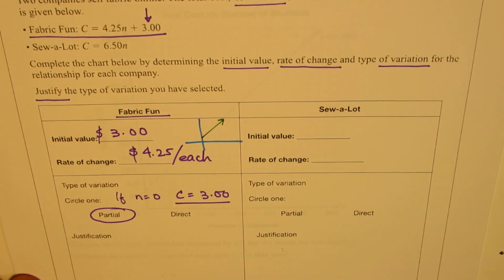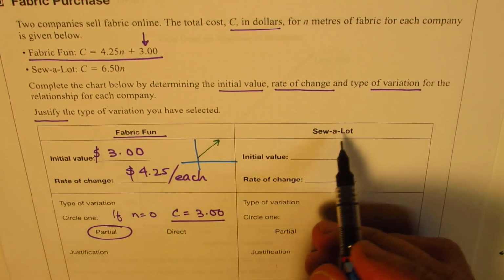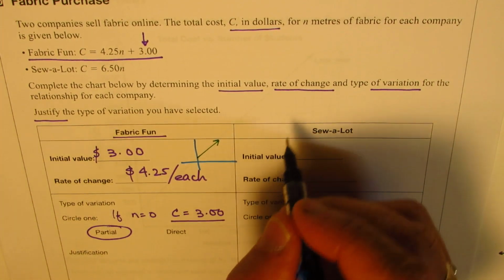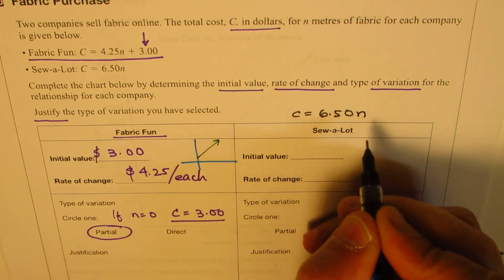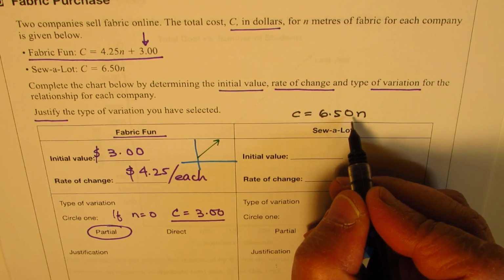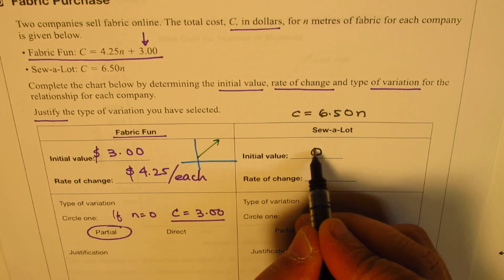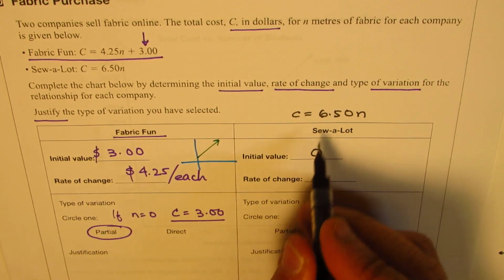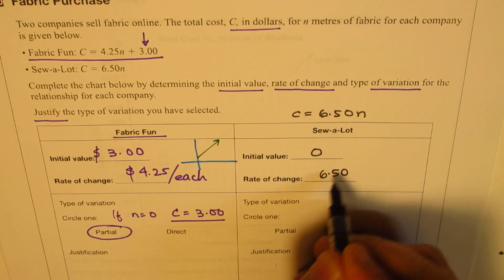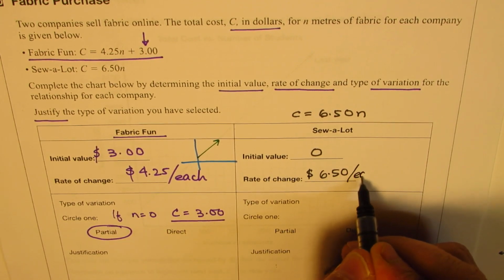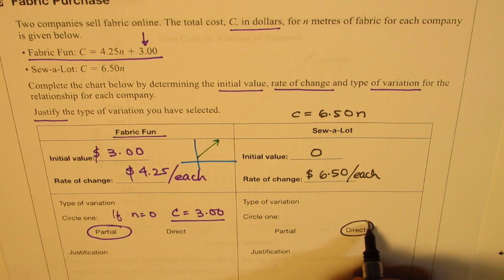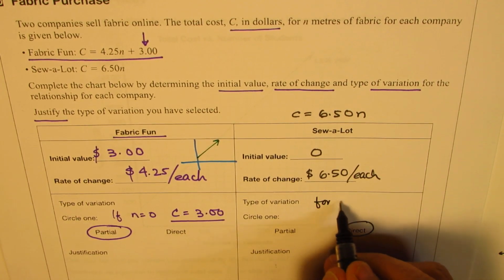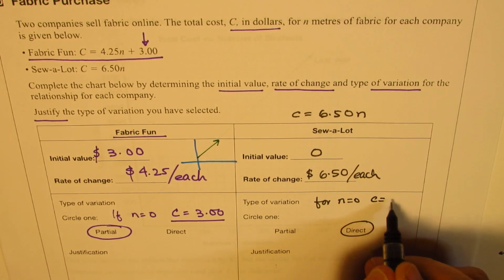Now let's try to answer this second part, which is for C a lot. Here, the equation given to us is C equals 6.50n. Now, this is a direct variation. Initial value is 0, right? It is plus nothing. Rate is 6.50. You can say dollars for each. And type of variation in this particular case is direct, since for n equals 0, C is equal to 0.